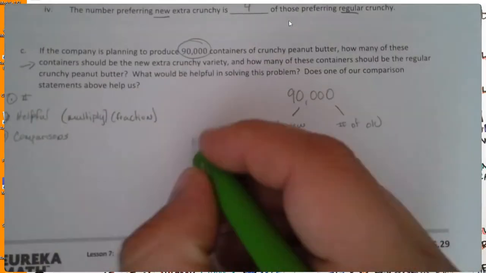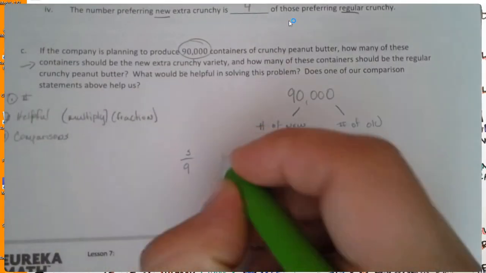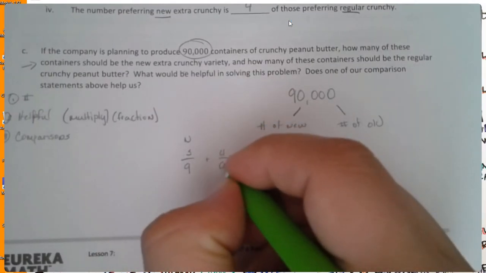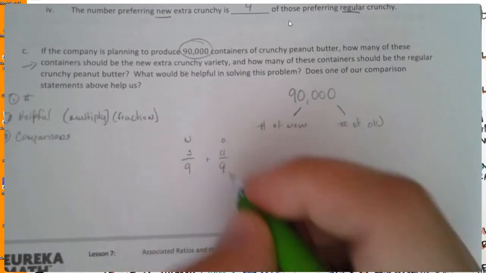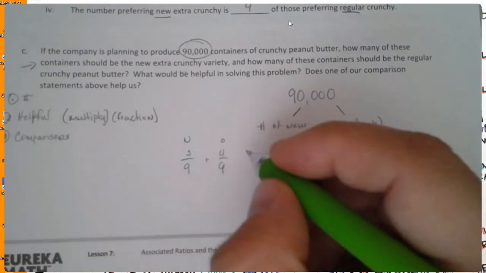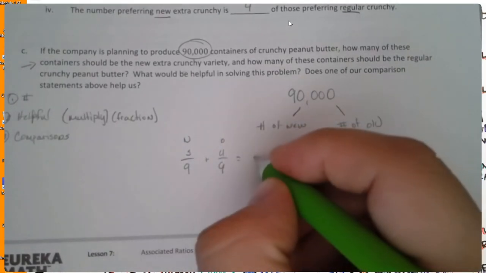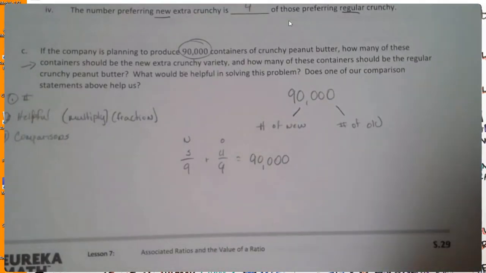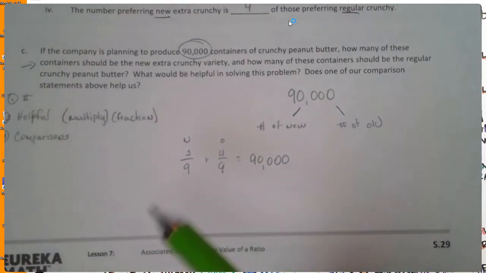I'm going to come back down here and say to myself, okay, if I know 5/9 is going to be new, and I know 4/9 of the shipment is going to be old, can I figure out a way to use these to help me add them up to be equal to 90,000 containers? So that's what I'm thinking. I'm thinking to myself, is there a way that I can use these 2 fractions to help me out?